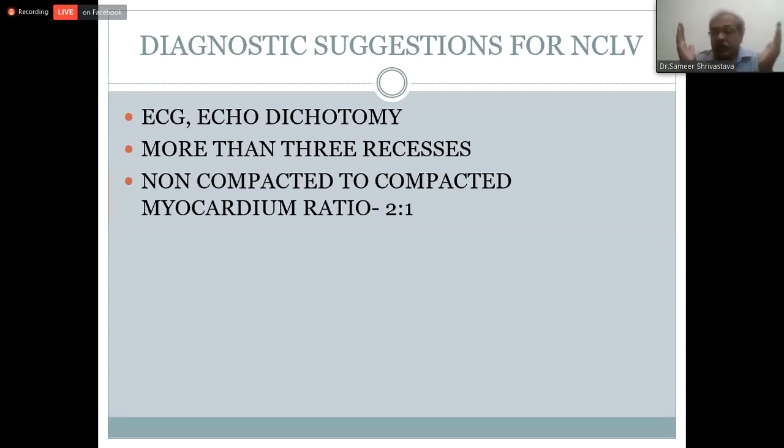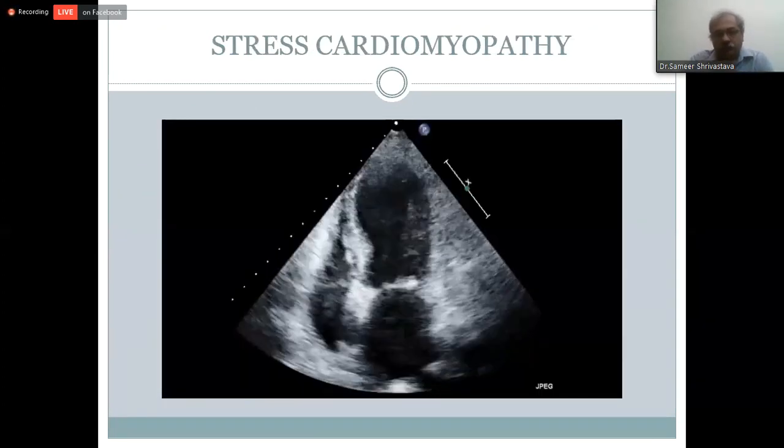This is as against amyloid. In amyloid, the ventricles will be hypertrophied, but the ECG will show small voltages. So this is a dichotomy in which you can settle the issue several times. So more than 3 recesses, and to make the blood flow into the recesses, you come down on your Nyquist limits to maybe 27 or 25, and the non-compacted to compacted myocardium ratio should be more than 2:1.